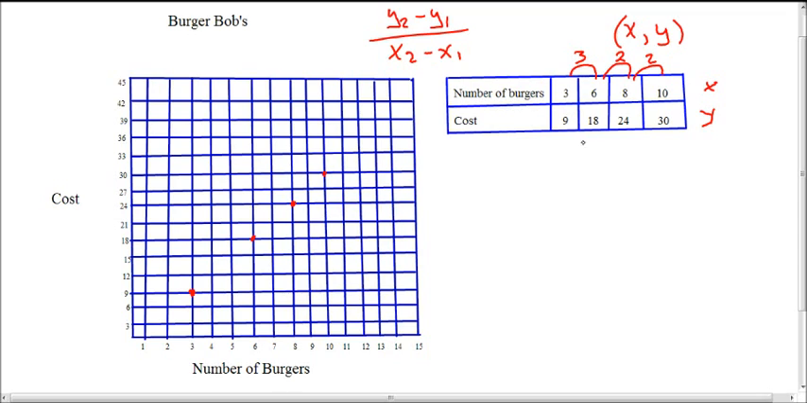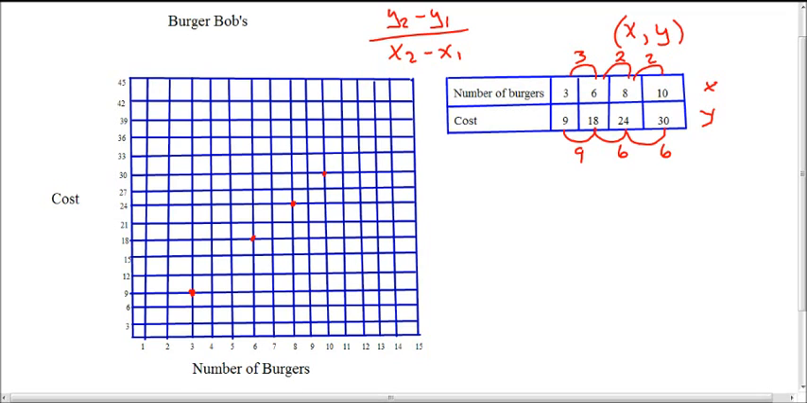Let's make sure we go down and look at the bottom ratios. This is 9 from 18, and that's going to give us 9. This is 18 from 24, which gives us 6, and then of course 24 from 30 is also going to give us 6.